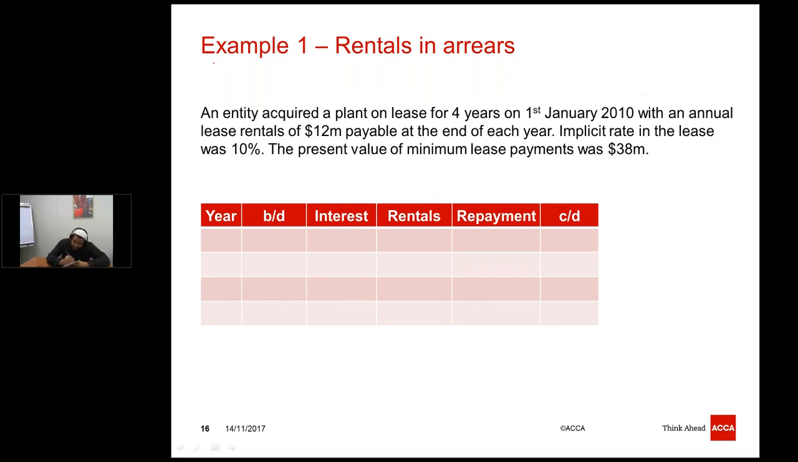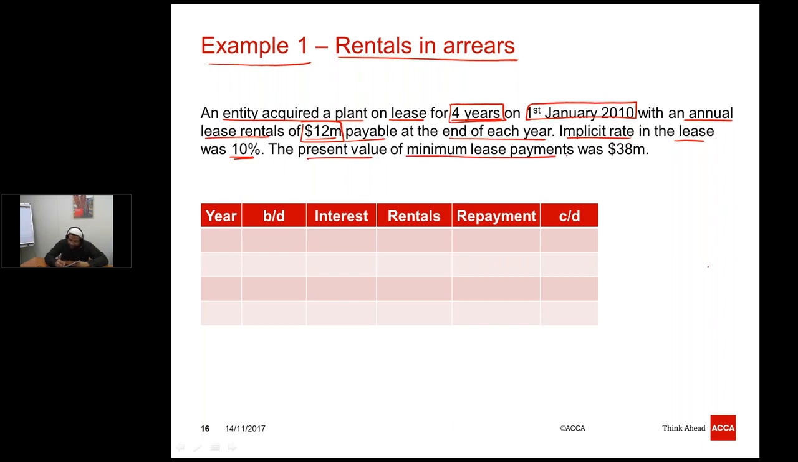This is example number 1 where the rentals are in arrears. An entity acquired a plant on lease for 4 years on 1st January 2010. So the lease is for 4 years starting from January 2010 with annual lease rentals of 12 million payable at the end of each year. Implicit rate in the lease was 10%.